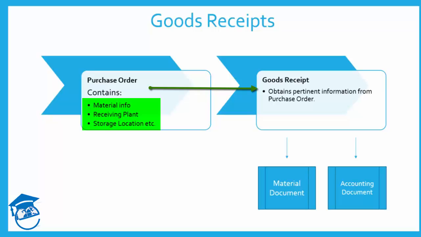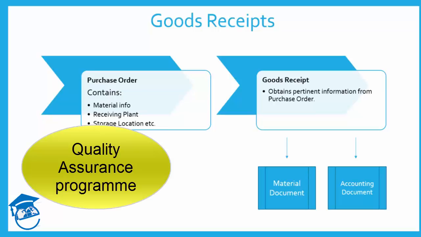For example, maybe when the organization is going to be procuring certain goods, the goods are not exactly going to be sold immediately, but maybe they have to go through a quality assurance program.